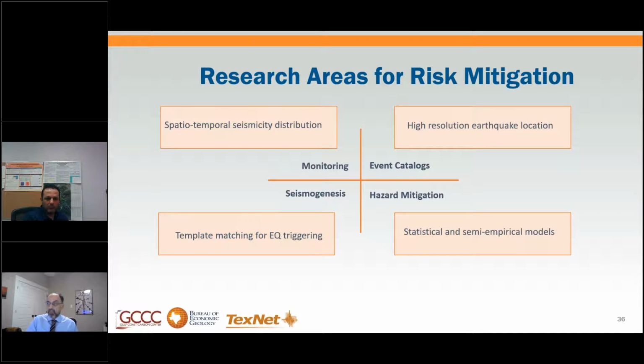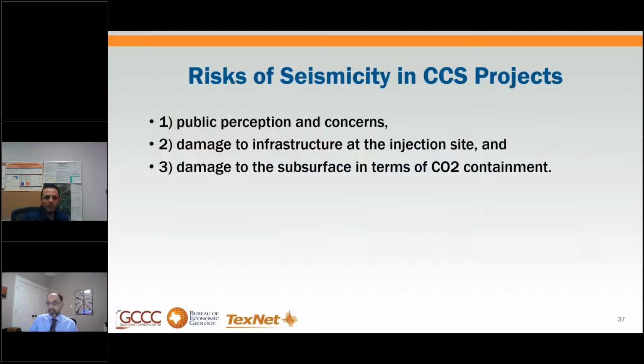The third thing, which is important, is the high resolution earthquake location, coming out of event catalogs. As I described in my previous slides, it is important not only for identifying the fault types, the fault strike and the subsurface rupture zone, but also for identifying the hypocentral depth. And the last thing, in order to help you with hazard mitigation, is to create your own statistical and semi-empirical models that can help you mitigate the risk. Next slide.